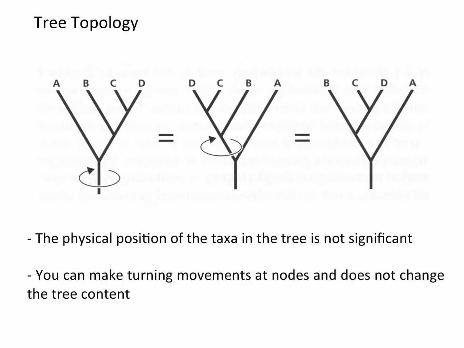Finally, an important feature of phylogenetic trees is that the topology of a given tree does not change if you make turning movements at the nodes of the tree. You can rotate the tree and the topology of the tree is not changing. This allows, once you have calculated a given tree, to make rotation movements at nodes to organize the data for better visualization.